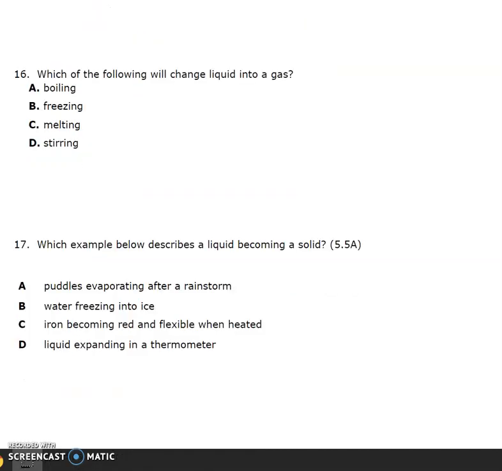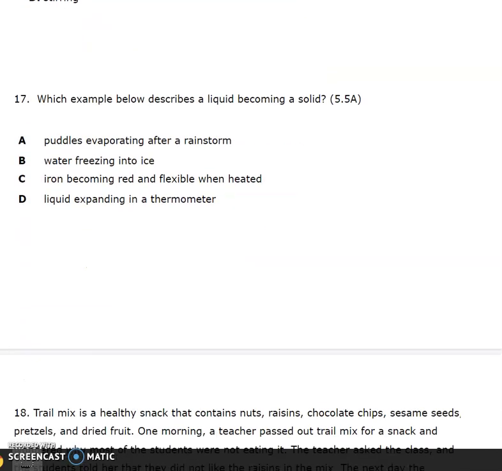Number 17. Which example below describes a liquid becoming a solid? Is it A. Puddles evaporating after a rainstorm, B. Water freezing into ice, C. Iron becoming red and flexible when heated, or D. Liquid expanding in a thermometer?